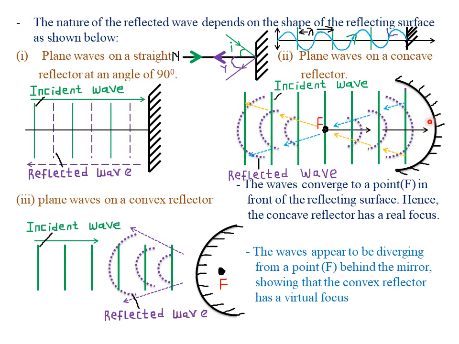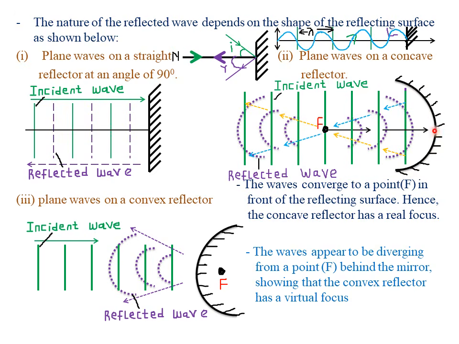After reflection on the concave mirror, the reflected waves will take the shape of the reflecting surface, because we have said that the nature of the reflected wave depends on the shape of the reflector, that is for the plane waves. So after reflection, we expect the reflected rays to take the shape of the reflecting surface.